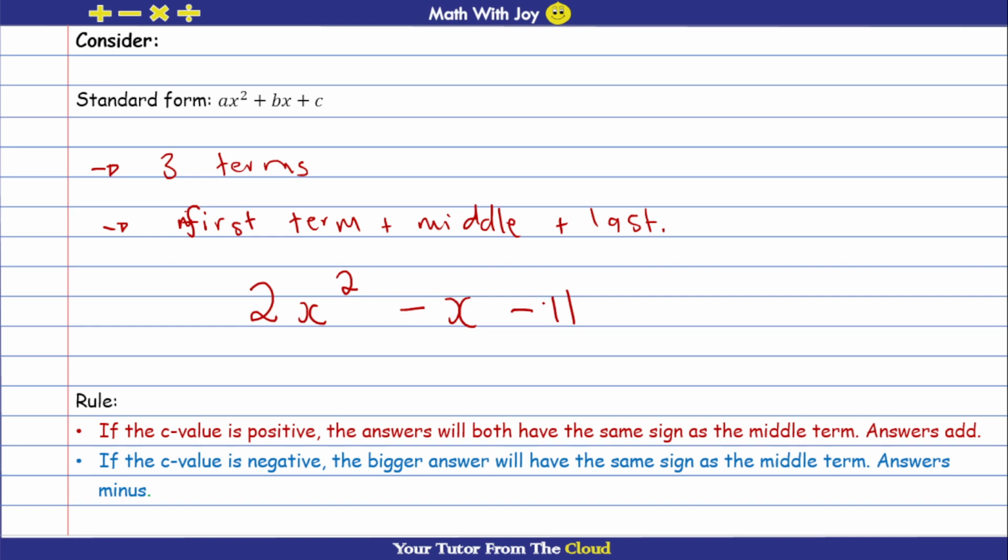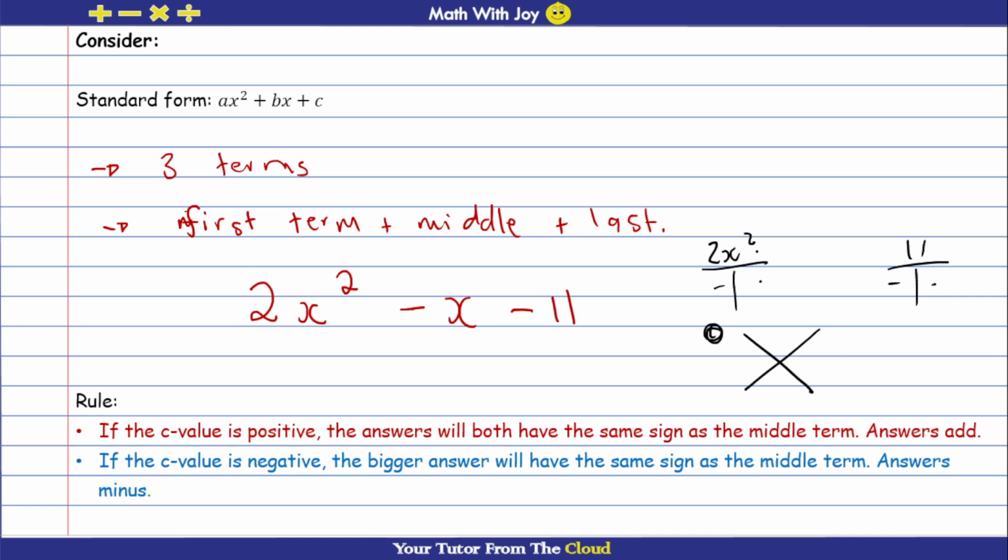Now we want to be able to factorize something like this. And the way we factorize it is that we will take the first term and work out its factors, take the last term and work out its factors. Those factors, what we would do is something like this. You say, well, the factors of 2x squared, and work them out. The factors of 11, work them out. Then we want to cross multiply them.